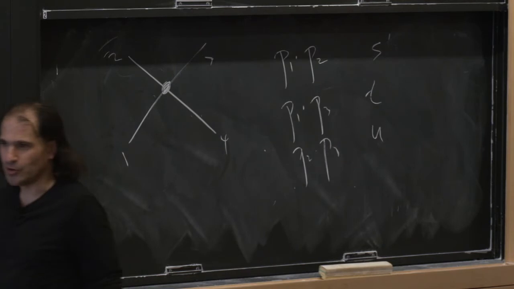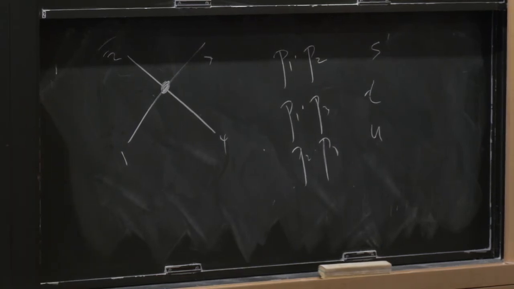What about at 3 particles? What's P1 dot P2? It's 0. If all the particles are massless, P1 plus P2 plus P3 is 0. So P1 plus P2 squared is P3 squared, which is 0. All the invariants are 0. All the kinematical invariants are 0.